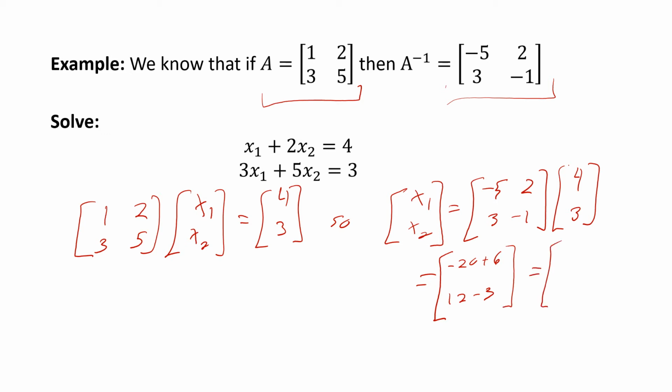And when we add them up, we get minus 14 and 9. There's our solution. So when you know the inverse, doing matrix multiplication or matrix vector multiplication is very quick and easy. Doing the row reductions is computationally much more intensive. It takes a lot longer time. If you know inverses, solving systems of linear equations is much faster.